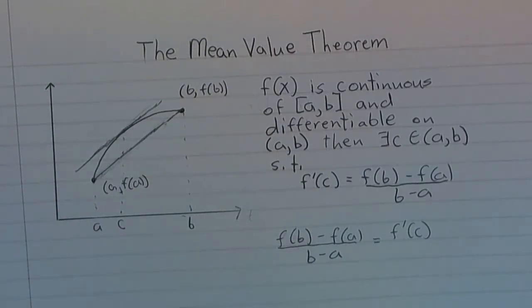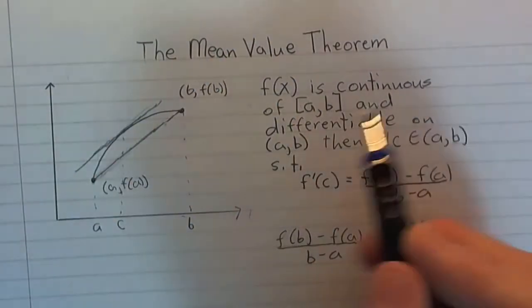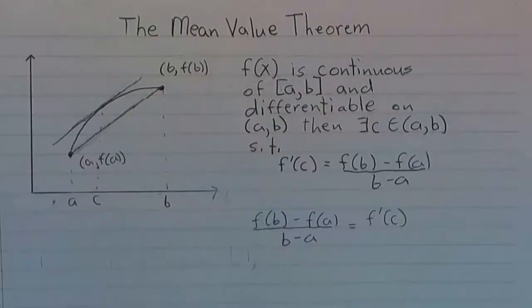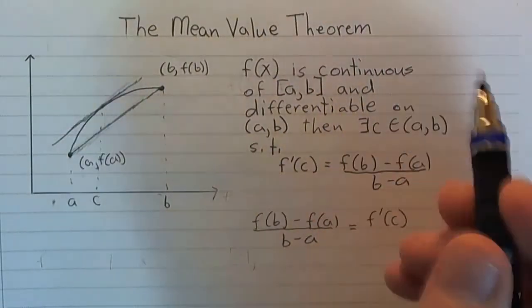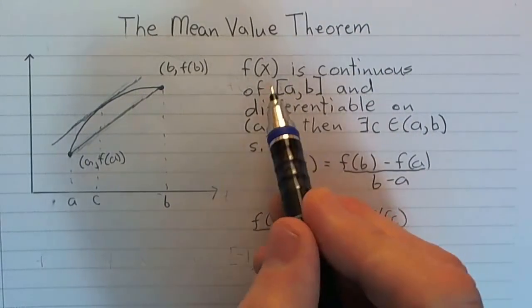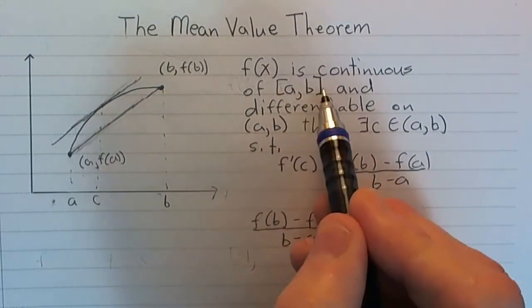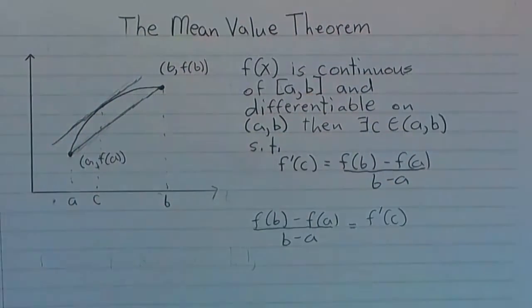It can't be the case that your average was 70 and you were always driving below 70 miles an hour. Or your average speed was 70 miles an hour and you were always above 70 miles an hour. At some point, you were driving exactly 70 miles an hour, if indeed your average speed was 70 miles an hour over the course of that drive. So that's what the mean value theorem tells us. The conditions for this to be guaranteed to be true are that the function is continuous on the closed interval and differentiable on the open interval.